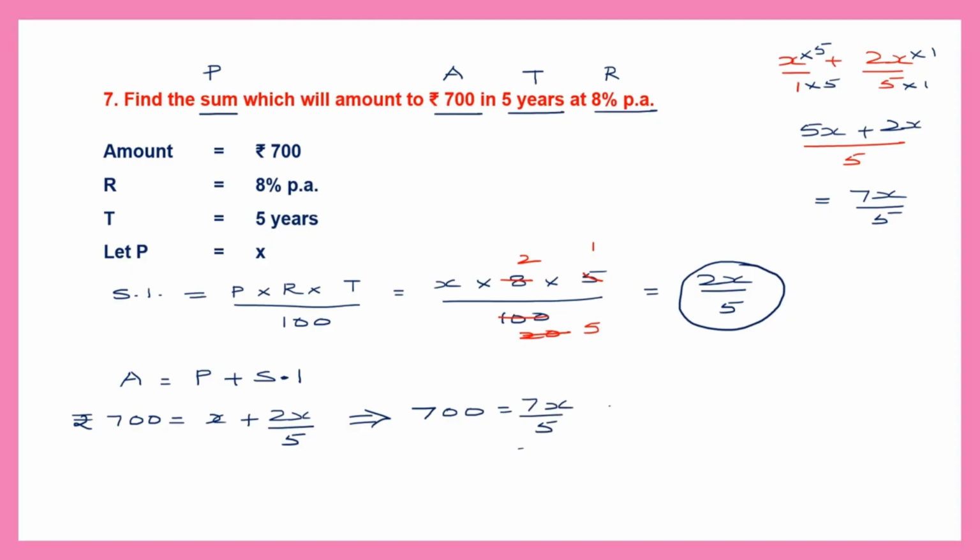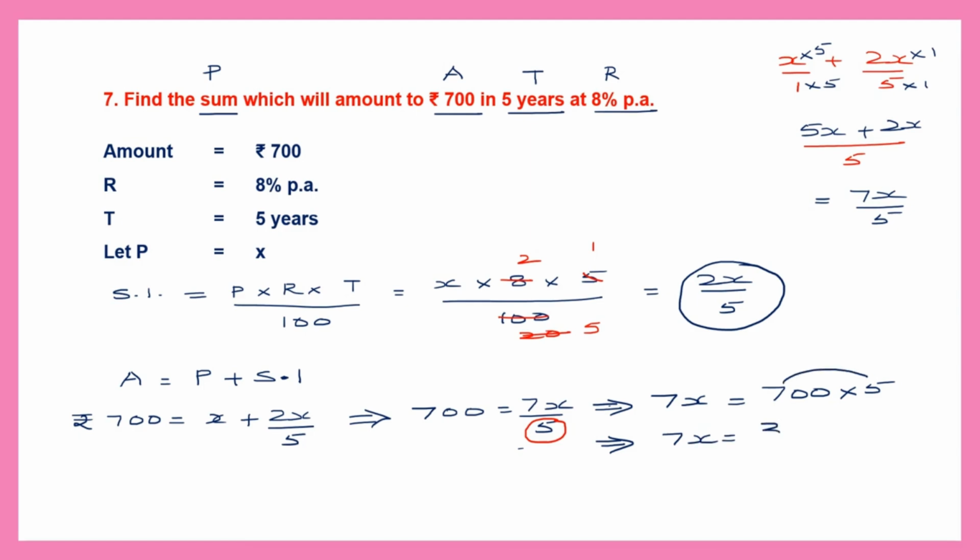So now we can find the value of 7x. So to find the value of 7x, we leave 7x alone, and on the other side we have 700. Now we're going to transpose this 5, which is division, from this side to the other side, so it becomes multiplication. Multiplication by 5. So that means 7x is equal to 700 into 5.